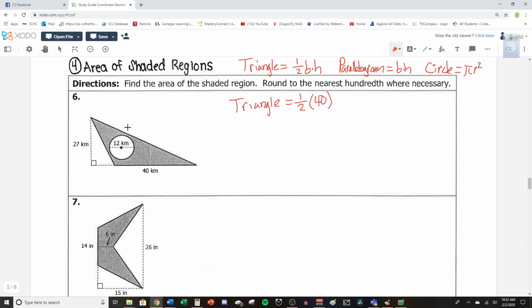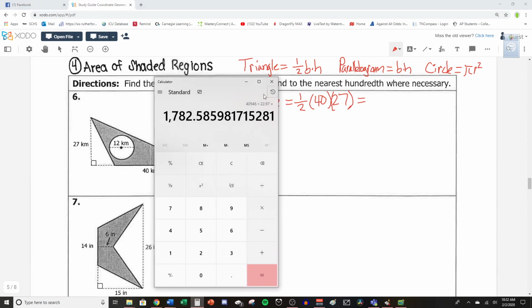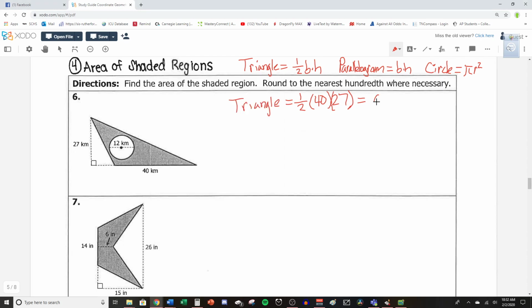And the height will be this altitude here, which is going to be 27. So let's go ahead and multiply that. We'll get a decimal very likely. We're going to do 0.5 times 40 times 27. We get 540 kilometers squared.